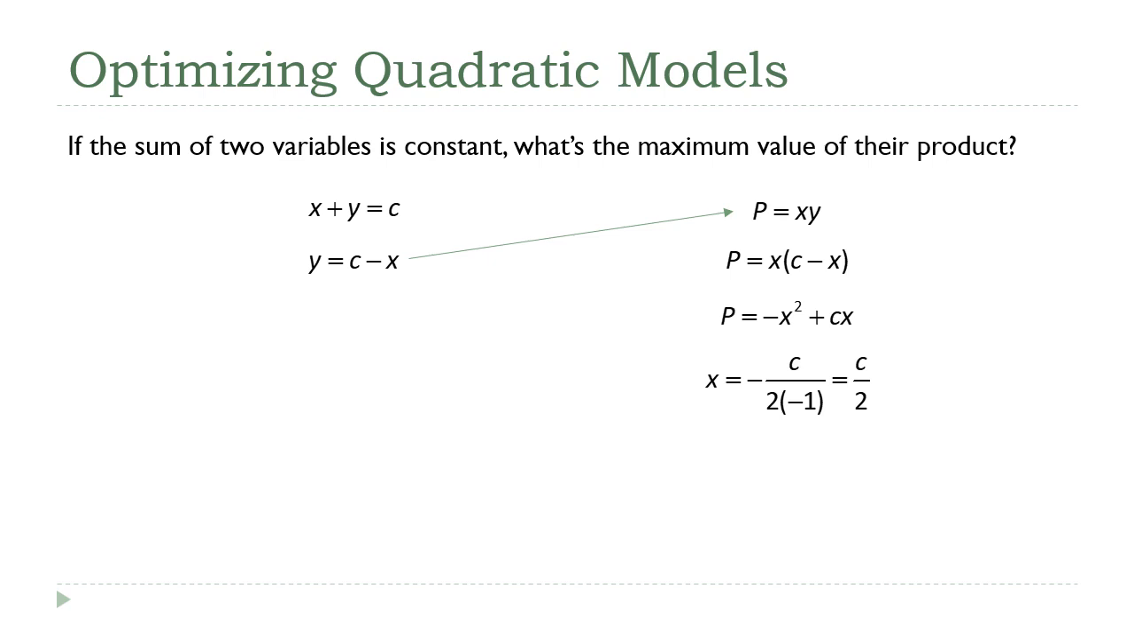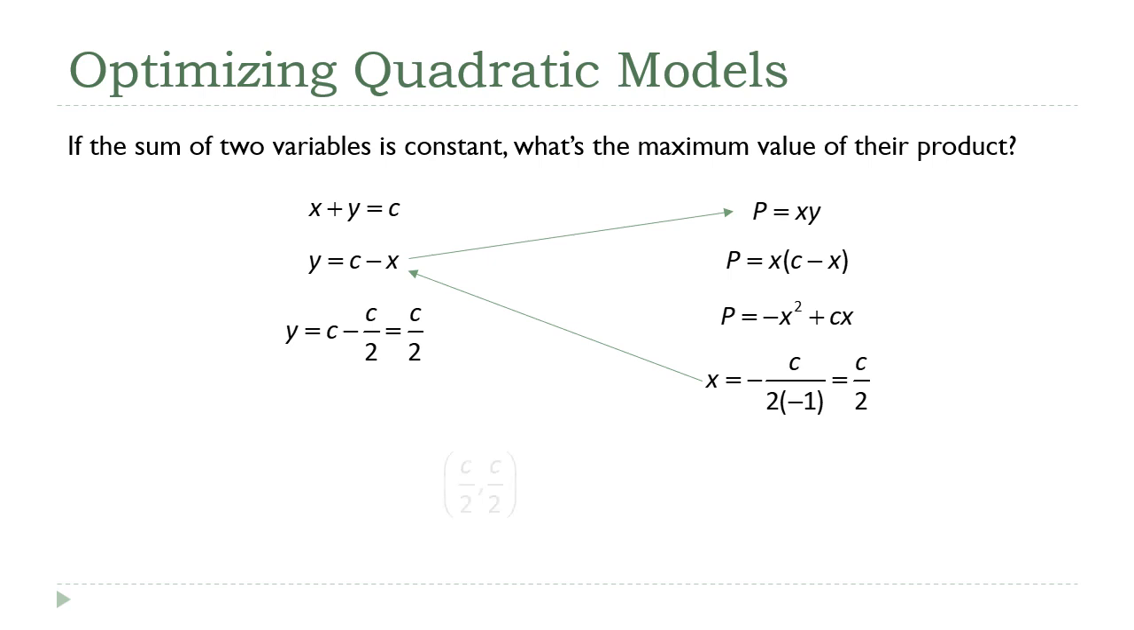Okay, so that's the x value, right? What about the y value? Well, to get the y value, I'm just going to take this and substitute it back over here. Right? I've got the formula for y, so let's use it. I put c over 2 in there. I get c minus c over 2, which simplifies to c over 2, which is really kind of a cool result. Right? What I'm seeing here is that the maximum value occurs at the midpoint, when the c grams or whatever it is we're measuring here is evenly spread between the two variables.